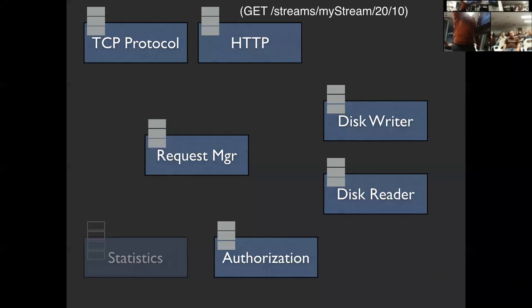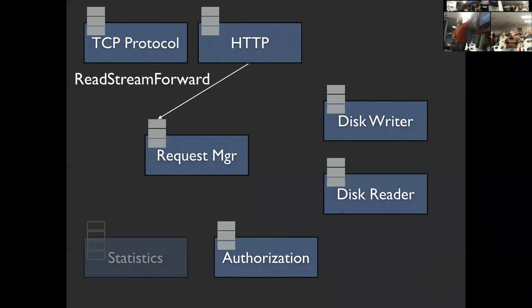So we're trying to read 10 events. I forget which way around this is, because you're not supposed to create them like this, but I think it's, you're going to read 10 events starting at event number 20 from the stream called my stream. So this thing arrives at the HTTP handler. And what that's going to do is convert it into the first event that's going to trigger this request, which is a read stream forward command.